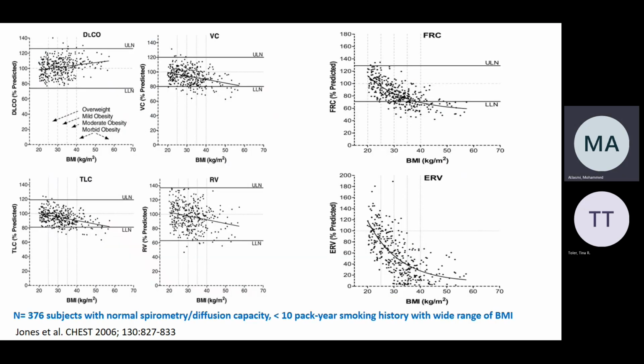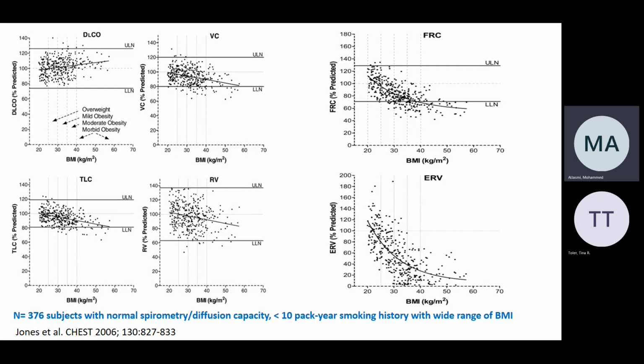So this is what we see in obesity. When they looked into 376 patients who had less than a 10 pack-year smoking history, they were trying to collect data to know what kind of impact the BMI has on lung function and lung volumes. What you can see here is that the FRC and ERV were significantly impacted by the BMI, with the ERV being the most affected, and also the FRC. But the rest of the volumes were mostly within normal limits, at least for this study.